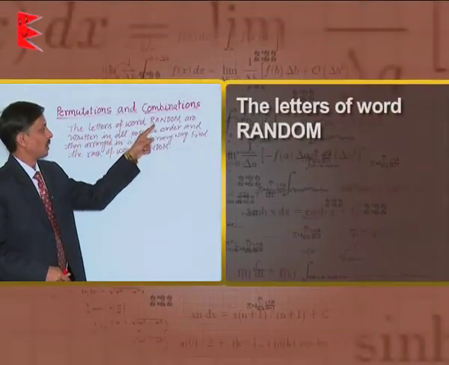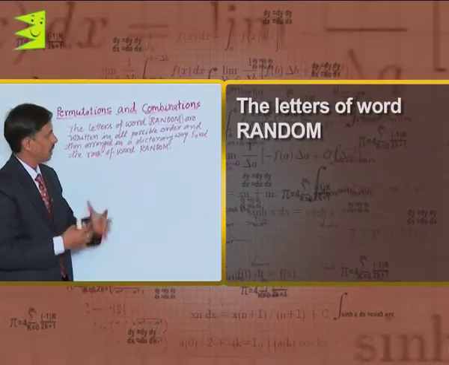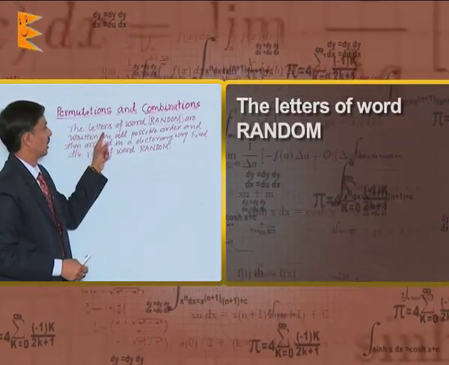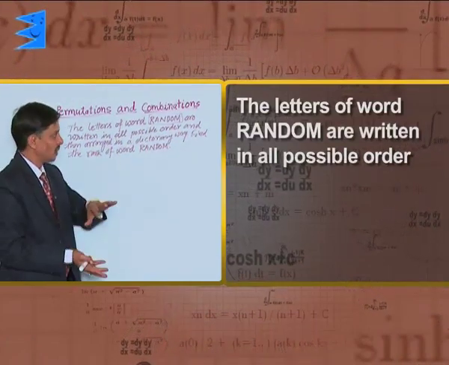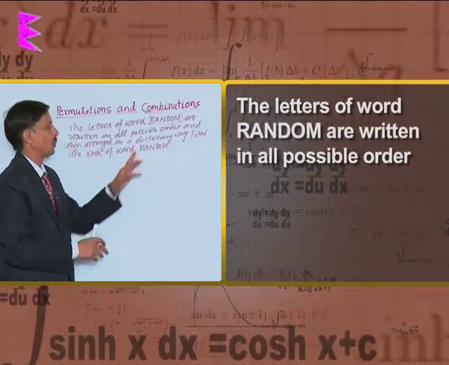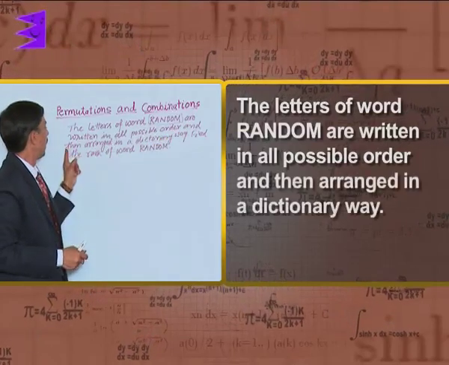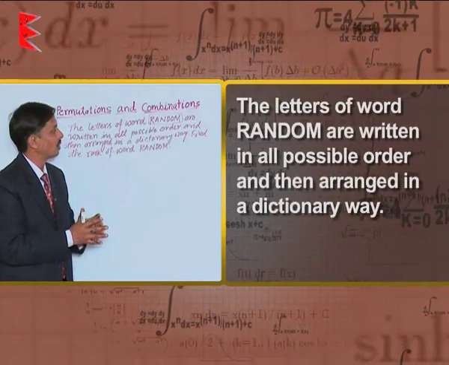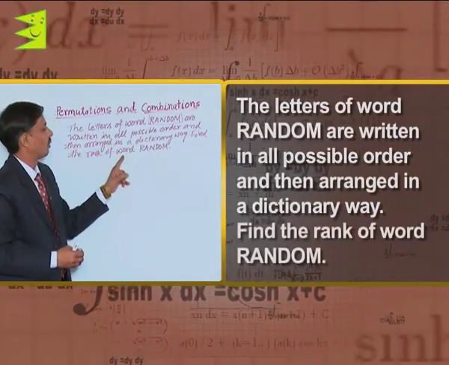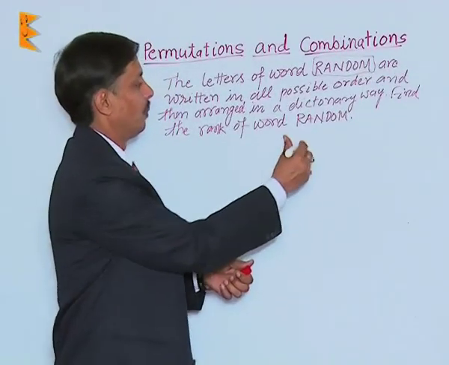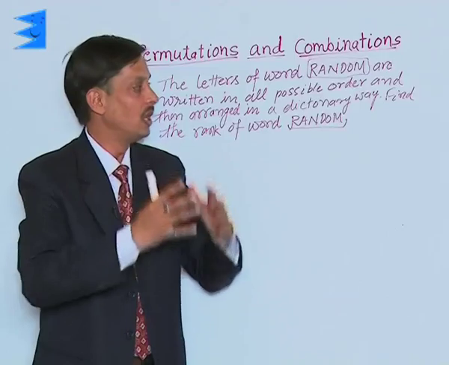The letters of the word random. Whatever total number of arrangements are possible have been made. The letters of the word random are written in all possible orders, that is, taking all letters at a time, and we have arranged as many words as are possible by taking the letters of the word random. Then we arrange them in the dictionary order of the alphabets. Find the rank of the word random. Then we need to find at which position this word random will come among all those which have been made.